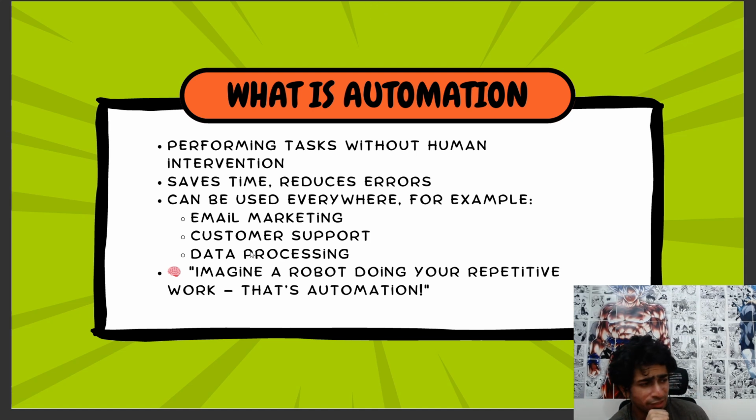For example, email marketing, you can automate your marketing campaigns. Customer support, a lot of companies these days already have 100% AI usage in customer support. For example, if I buy a new headset and it's not working and I contact the company, most likely I'm not speaking to a human. I'm most likely speaking to an agent. And AI agents have grown so much that it doesn't even feel like you're talking to an AI agent. So imagine a robot doing your repetitive work.